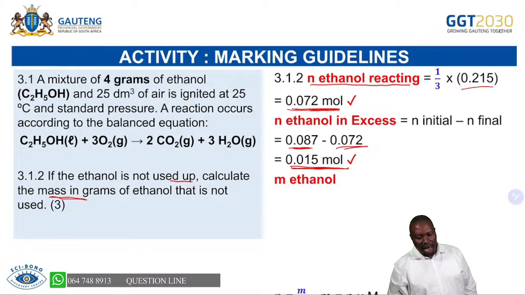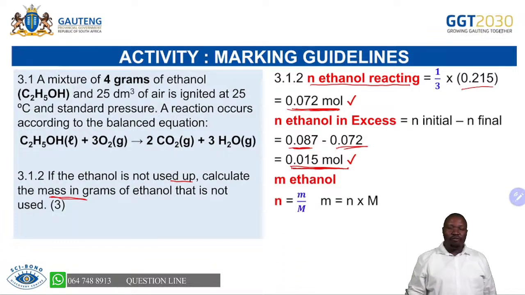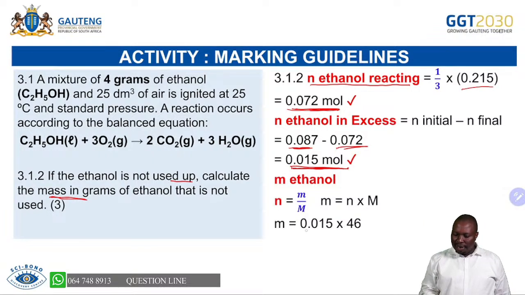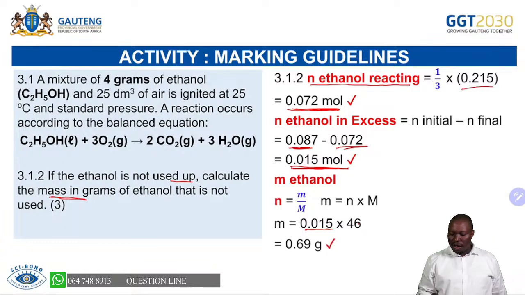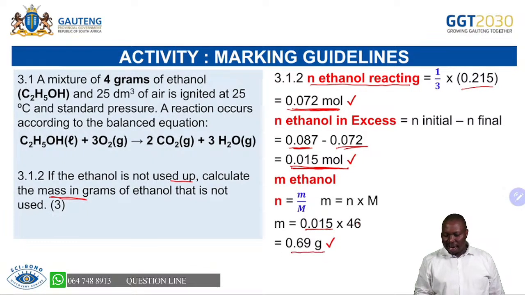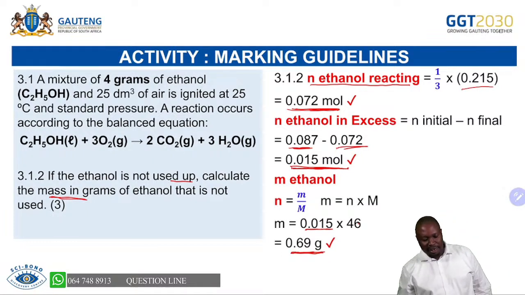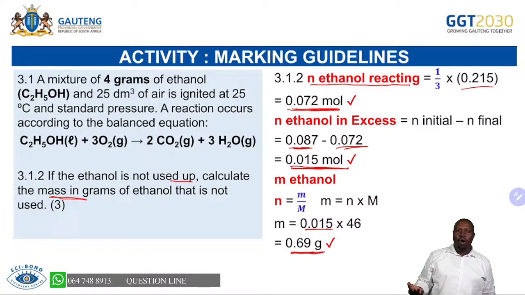Now that will be our mass of ethanol is number of moles times molar mass. Always write the correct formula. And we know now that the number of moles of ethanol in excess is 0,015. You multiply that by the molar mass of ethanol, and then you are able to get your answer, which is 0,69 gram. So you are able to get your answer there, and you collected all your 3 marks.